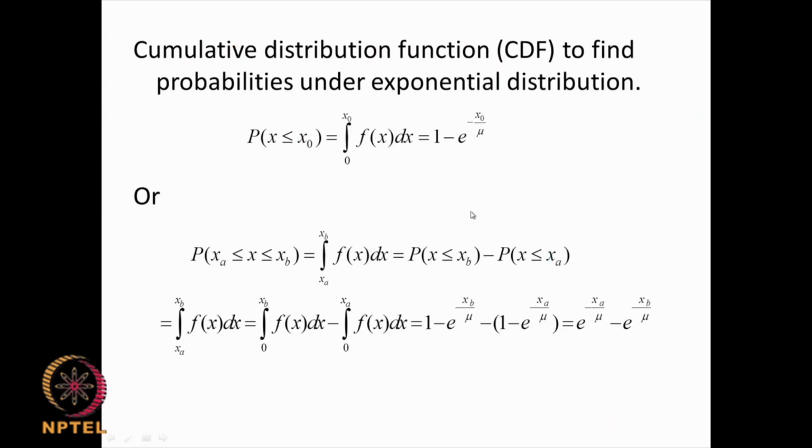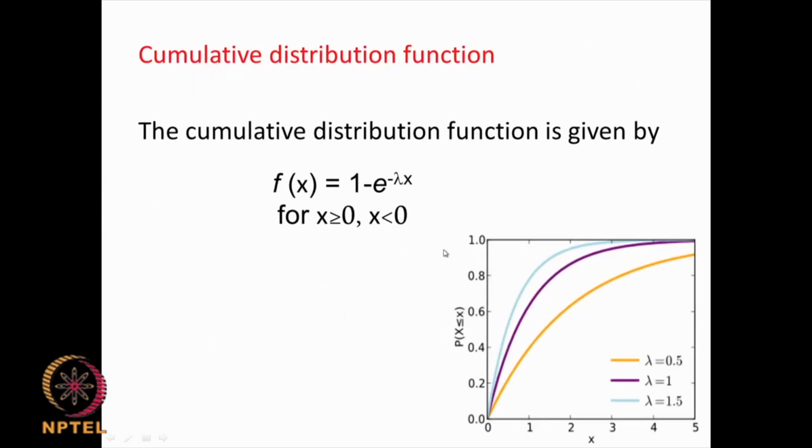Okay. So, the cumulative distribution function is nothing but an integral from 0 to x naught, for x less than or equal to x naught, giving 1 minus e to the power of minus x naught by mu. I can integrate it and do the substitutions, and you end up with this relationship. That gives you the cumulative distribution function.